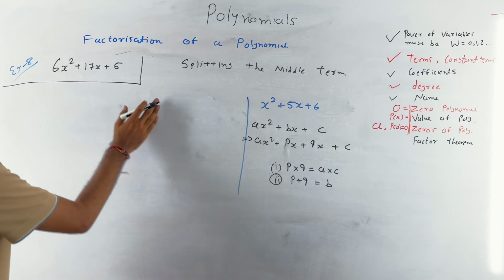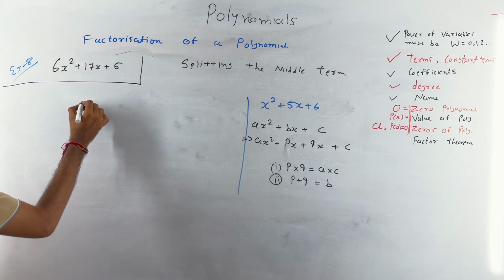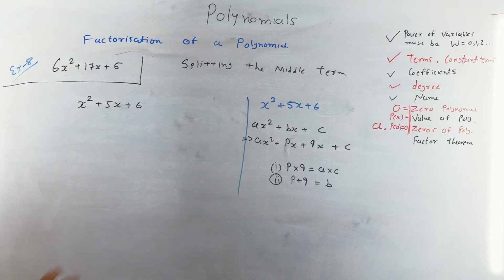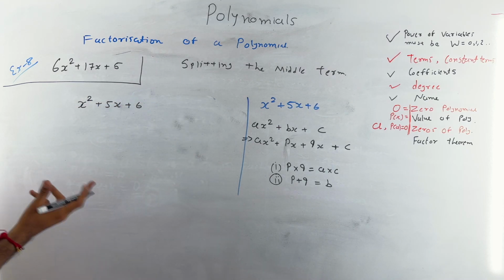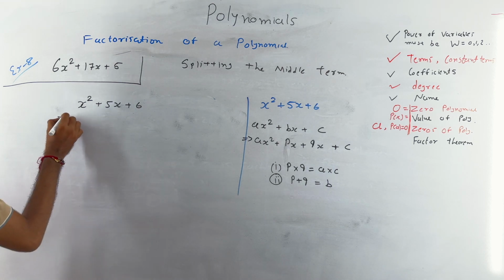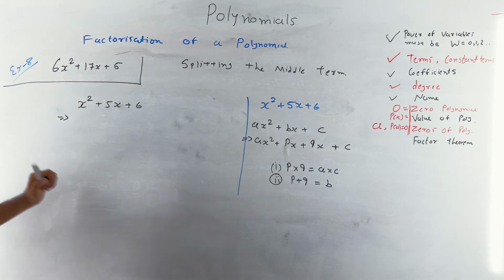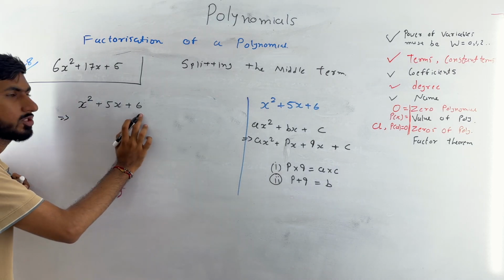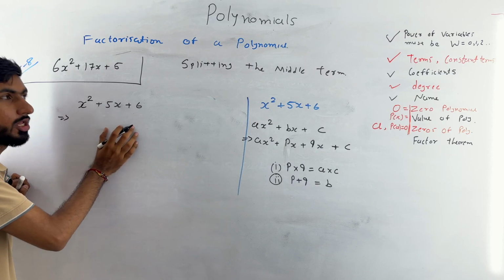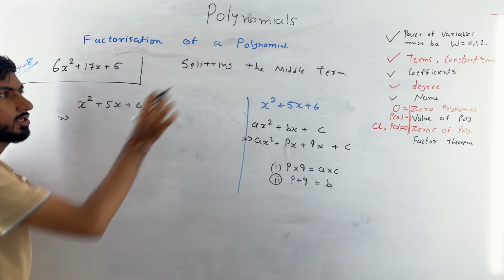Now, let us see here. I have the question x square plus 5x plus 6. Or let me use a different question. We will see this question, then we will do another example, right? So here I have x square plus 5x plus 6. I want to find the factors for this, and I want to use the splitting the middle term method.